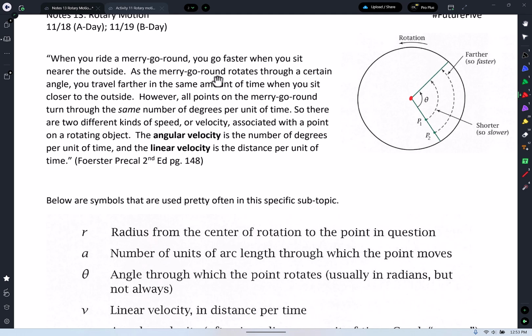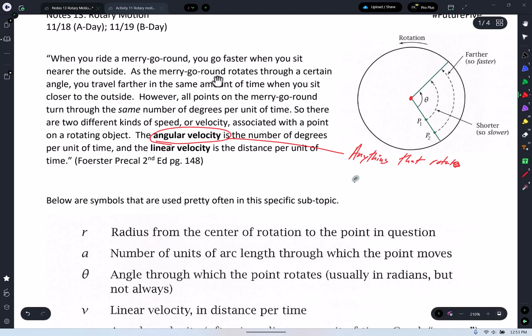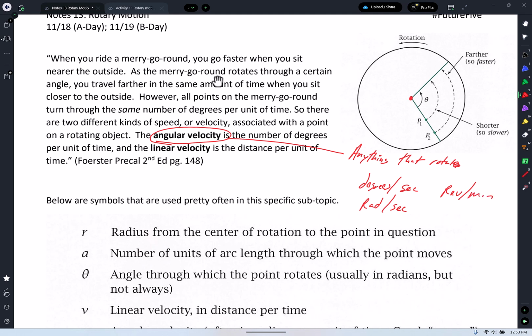So, by the way, angular velocity is anything dealing with rotation. Anything that rotates. An example is degrees per second, or radians per second, or revolutions per minute. It doesn't have to be per minute, as long as it's some type of rotation divided by time. Yay or nay?